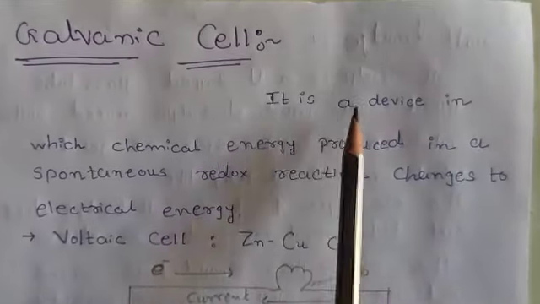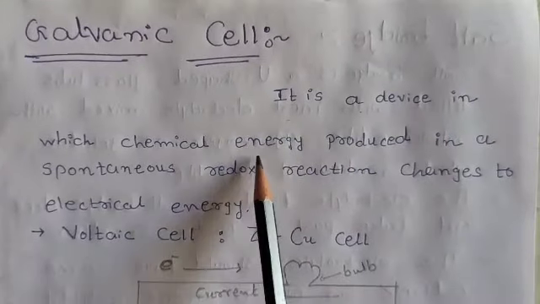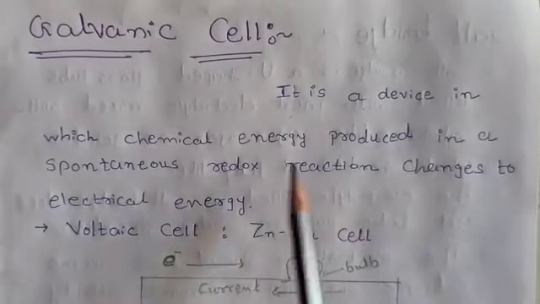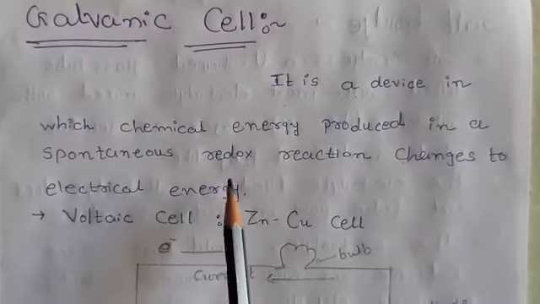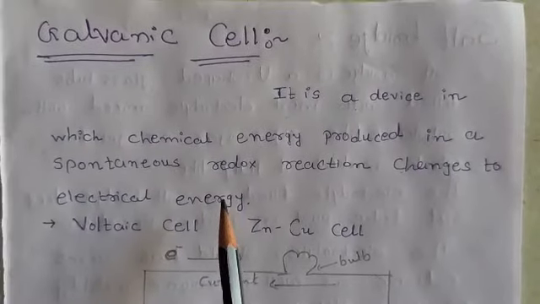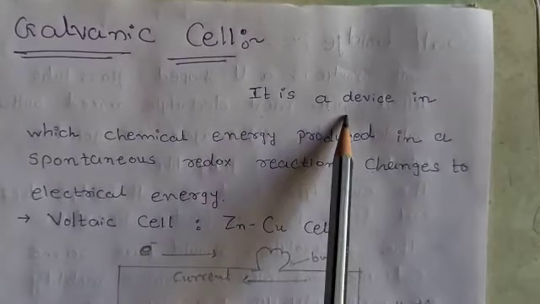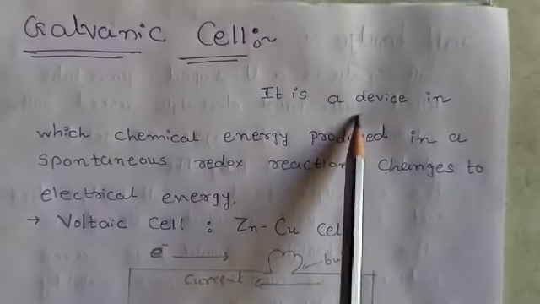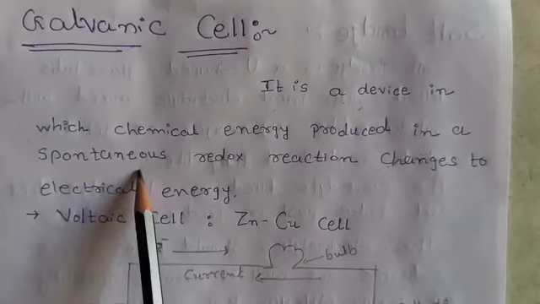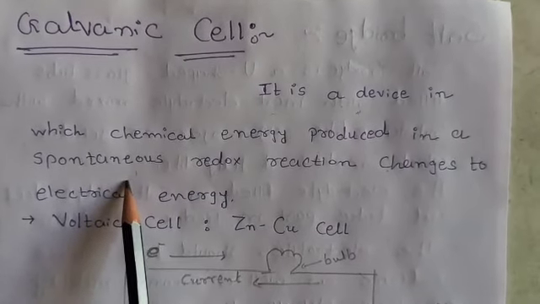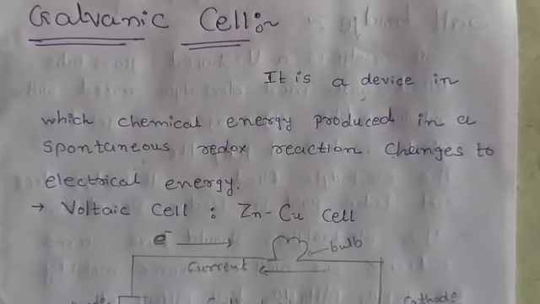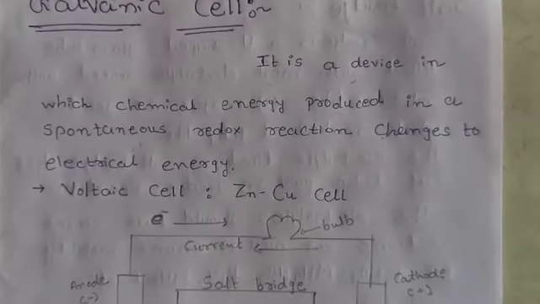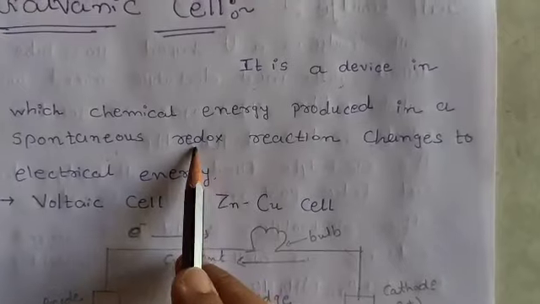First, what is a galvanic cell? It is a device in which chemical energy produced in a spontaneous redox reaction changes to electrical energy, right? Means a galvanic cell is a device in which we carry out some spontaneous reaction. We already discussed spontaneous reactions, right? A reaction which is carried out by itself is known as a spontaneous reaction.